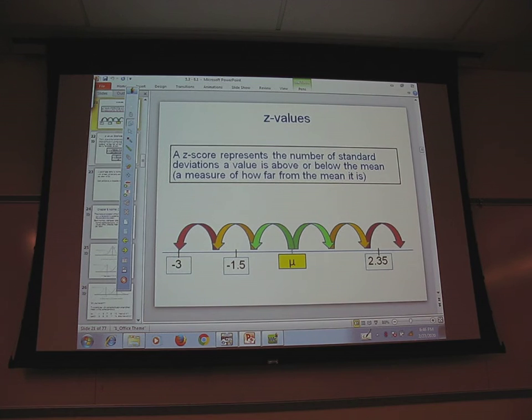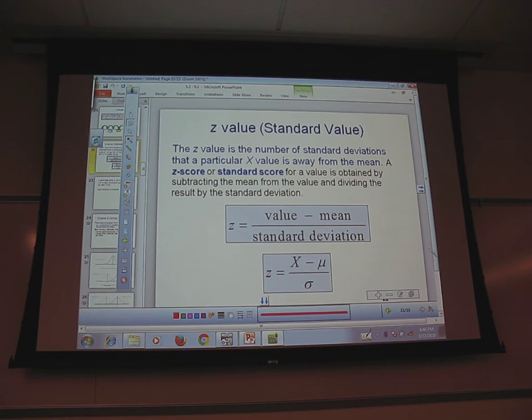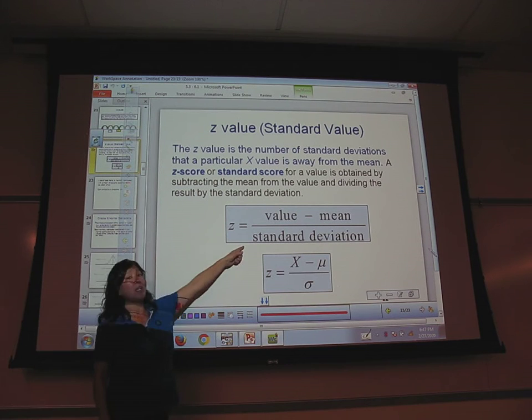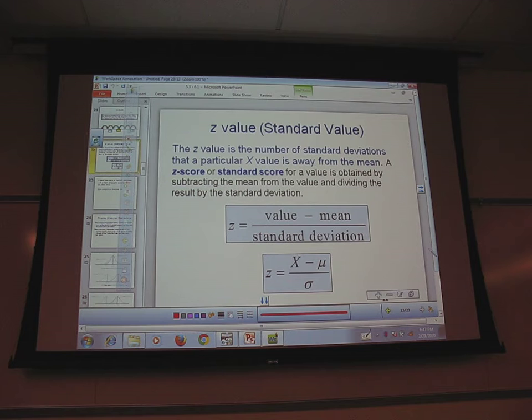And the way you do that is here. You figure out how far the value is from the mean. You take the value, you subtract the mean. That way, if it's above the mean, it's positive. If it's below the mean, it's negative. And then you take that difference and you divide by a standard deviation to get that in standard deviations, so you know how many standard deviations that is. For a sample, it would look like this: z equals x minus x bar divided by s.